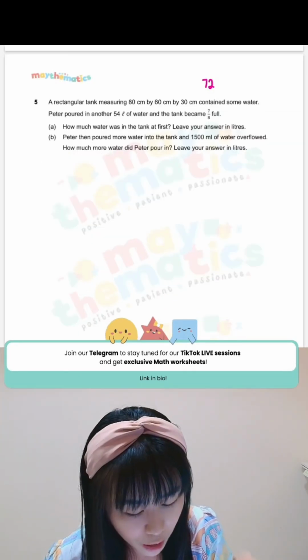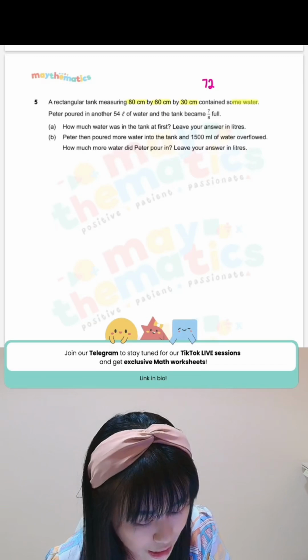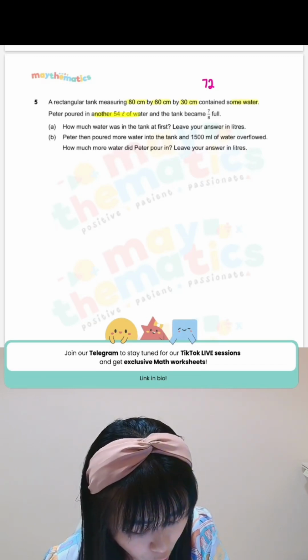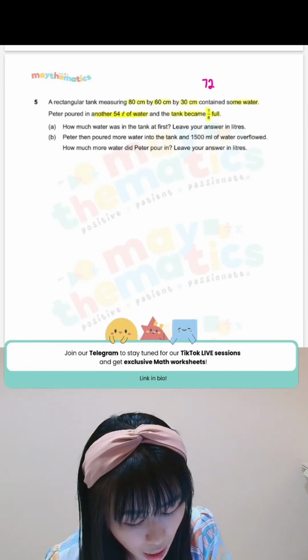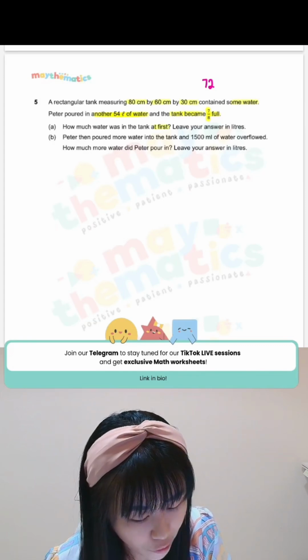We have a rectangular tank measuring 80 cm by 60 cm by 30 cm containing some water. Peter poured in another 54 liters of water and the tank became 7/8 full. How much was the water in the tank at first? Leave your answer in liters.